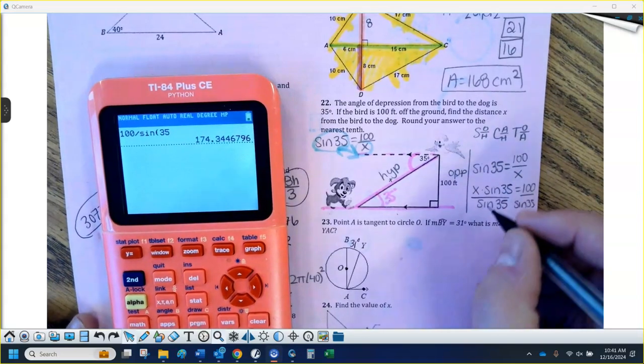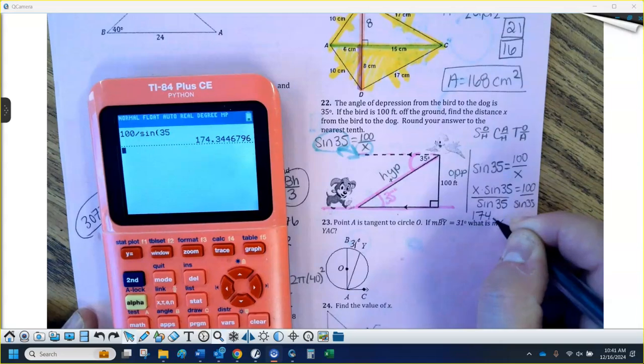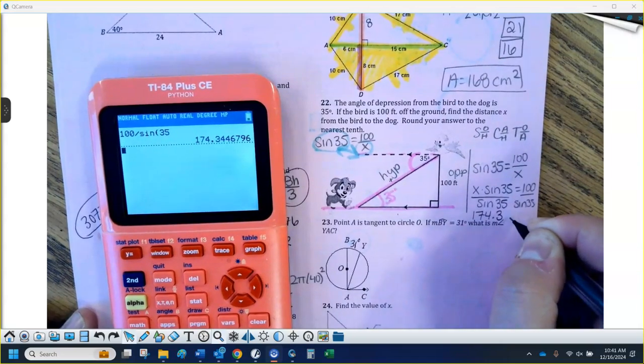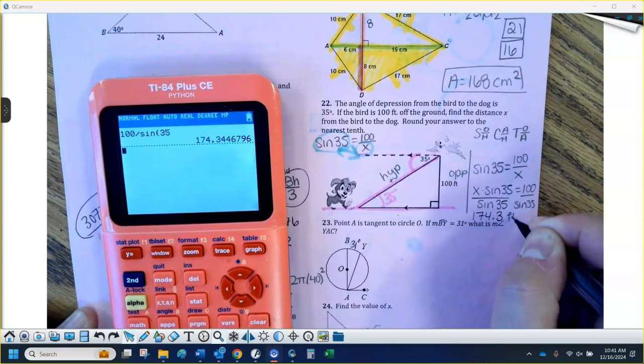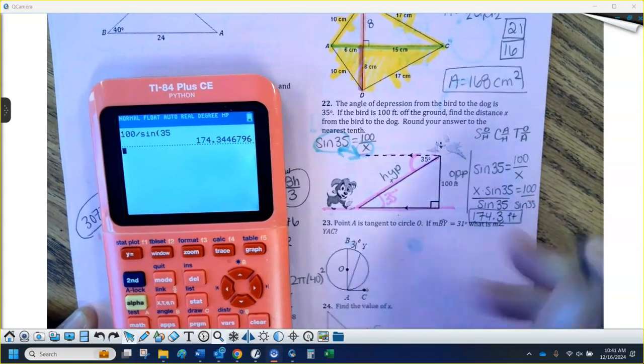And so the distance there, 174.3 to the nearest tenth, and this would just be in feet because we're just talking about a distance here.